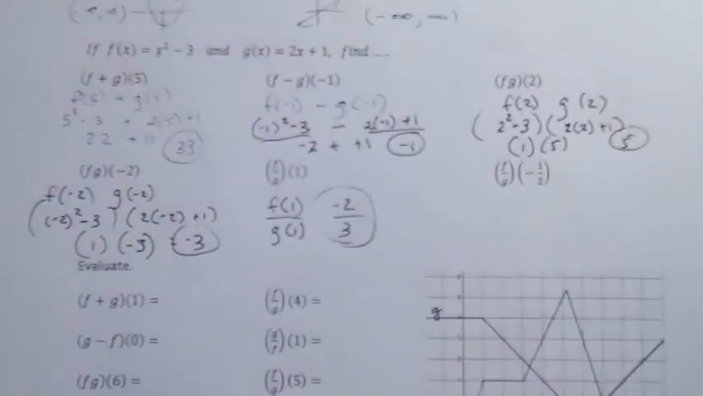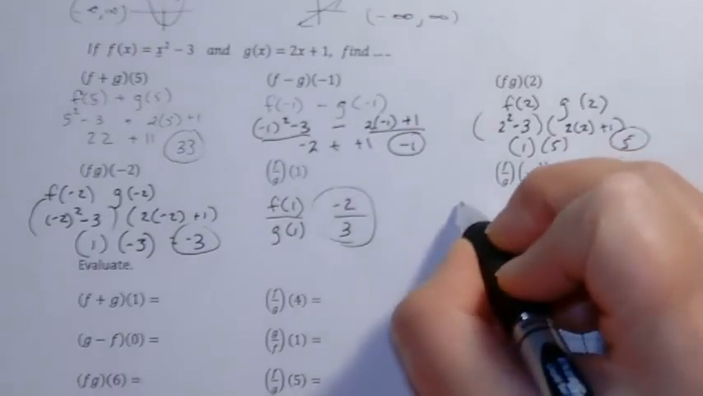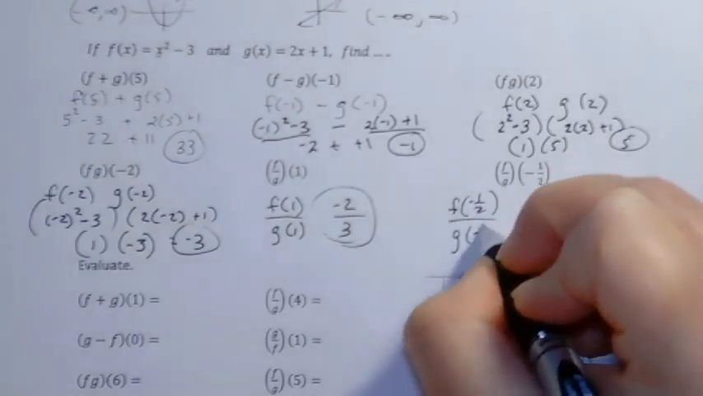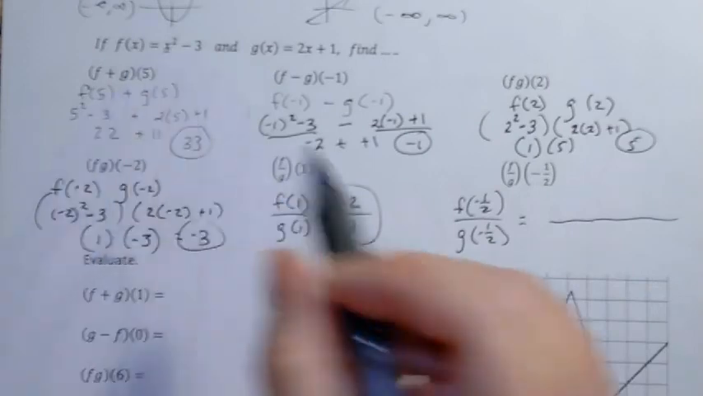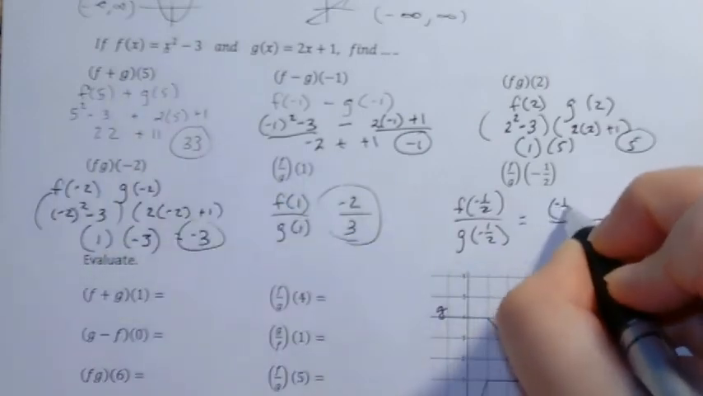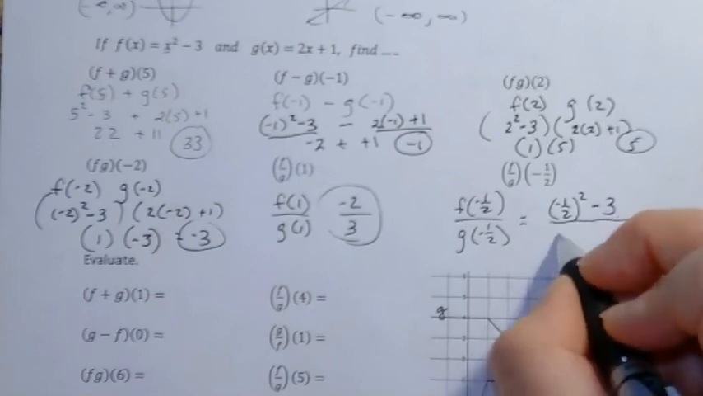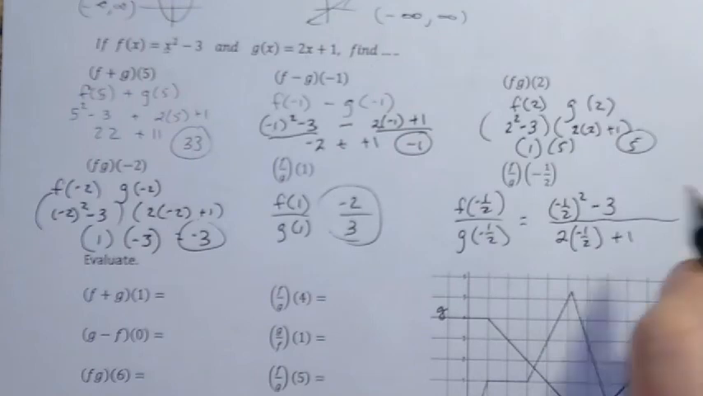Okay, the last one, this one looks a little bit more difficult. We're going to evaluate at negative 1/2. So I'm going to have f of negative 1/2 divided by g at negative 1/2. So I'm going to put negative 1/2 where x is. To have negative 1/2 squared minus 3 on the top. And on the bottom I have 2 times negative 1/2 add 1.